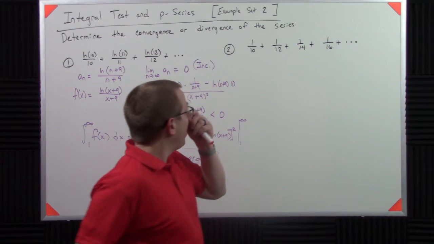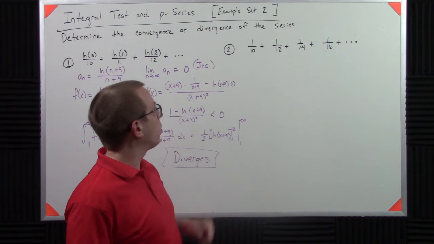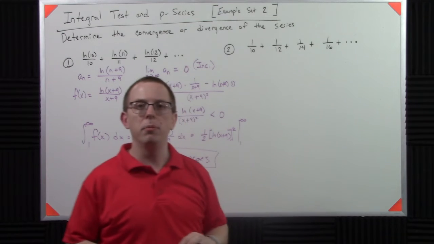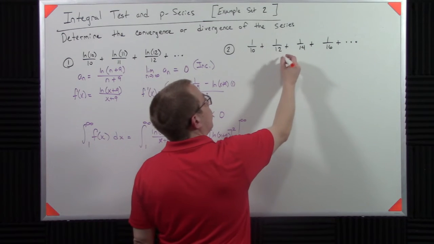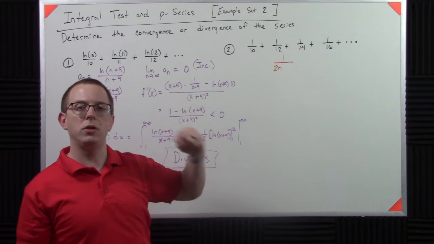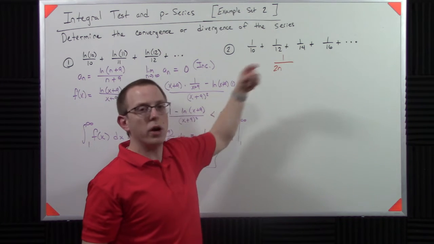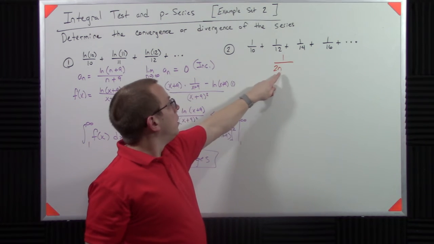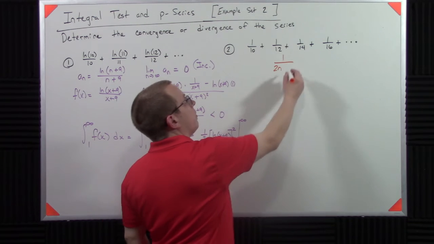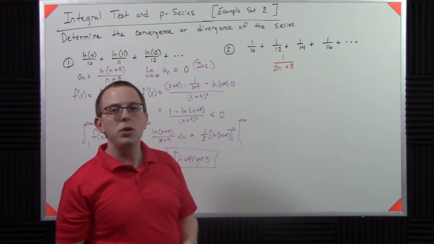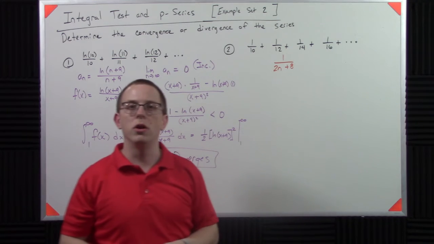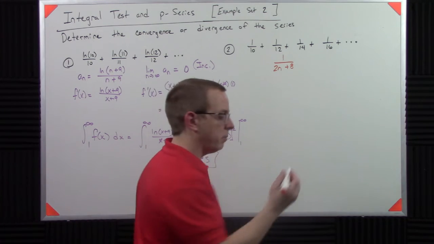So next we have 1 over 10 plus 1 over 12, 1 over 14, 1 over 16. Well, it looks like it's going up by 2 each time in the denominator. So that's 1 over 2n, because for every element it's going up by 2. But if n is 1, this is 2, so it looks like my offset is actually 8. You can verify that. When n is 1, it's 10. When n is 2, it's 12. When n is 3, it's 14, and so on and so forth. So I feel pretty good about that.